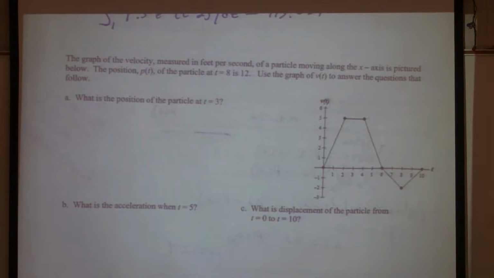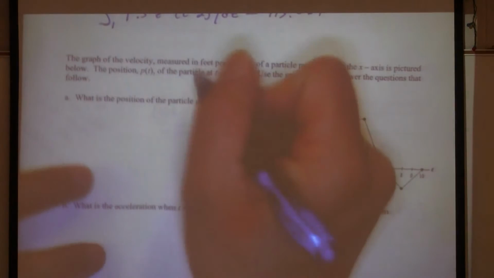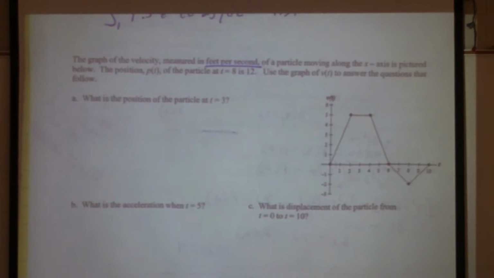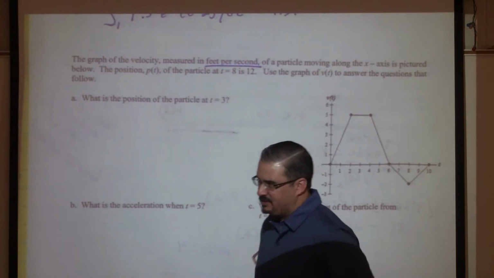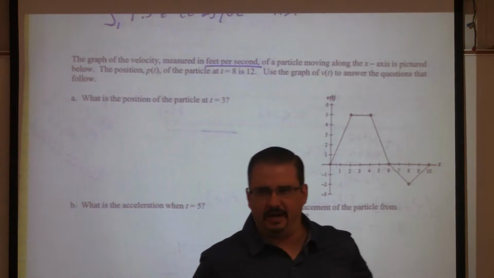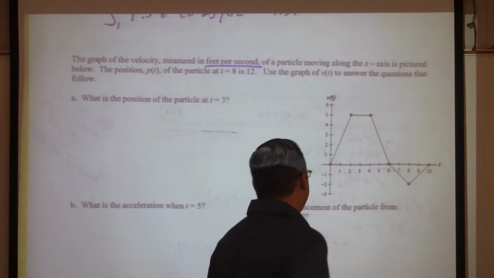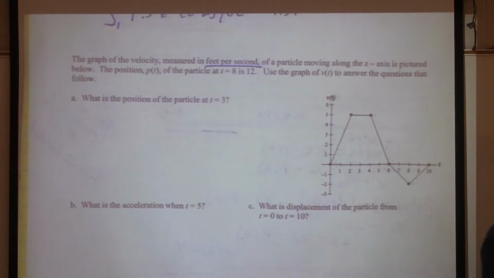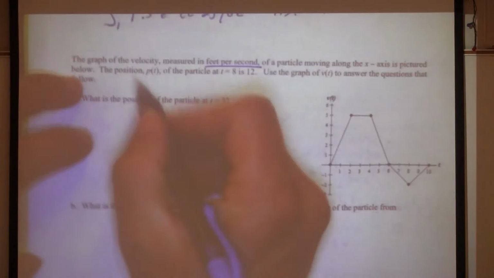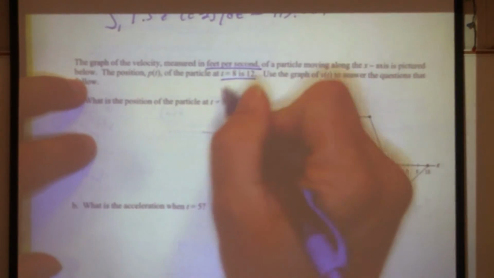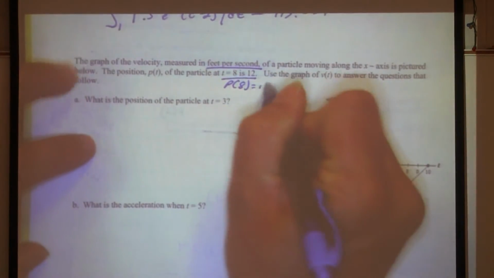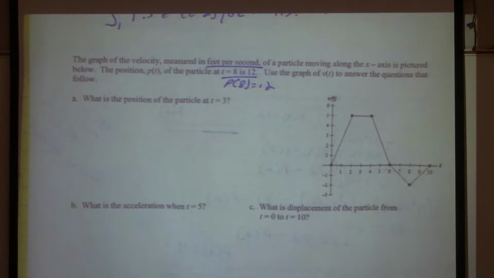Okay? So it says the graph of the velocity measured in feet per second. Now they are providing units, so make sure we put units in our answers. If that's the velocity, what would the acceleration be? Feet per second squared. What would the position be? Feet. Very good. The position of the particle at 8 is 12, so that means P of 8 is equal to 12. Use the graph of V of t to answer the questions that follow.